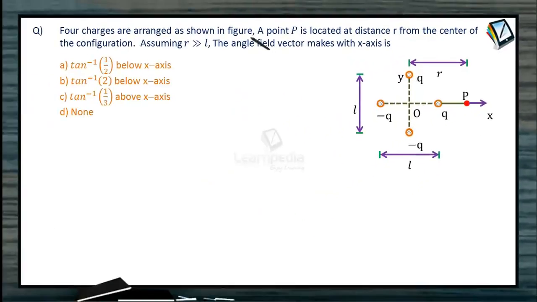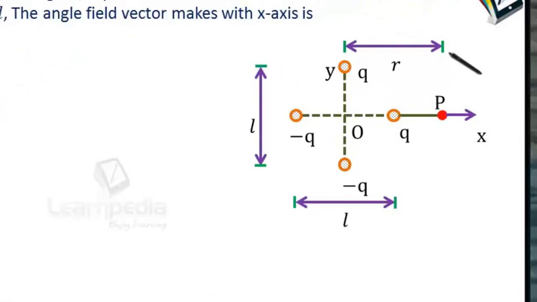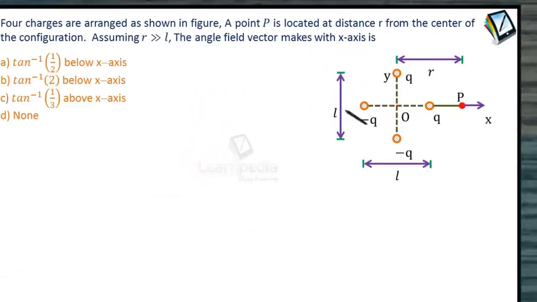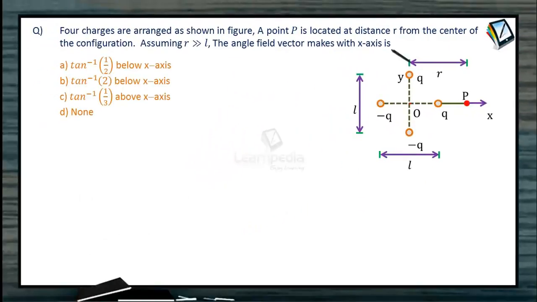So four charges are arranged as shown in figure. A point P is located at a distance r from the center of the configuration. This is point P placed at a distance r from the center of the configuration. Assuming r much greater than small l, find the angle the field vector makes with the x-axis. X-axis is this horizontal line.